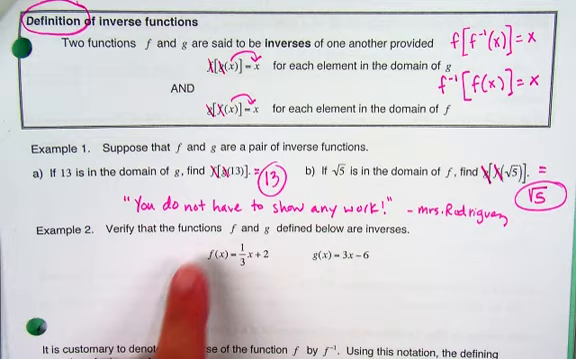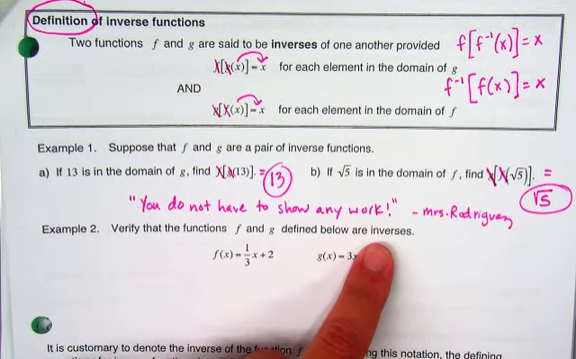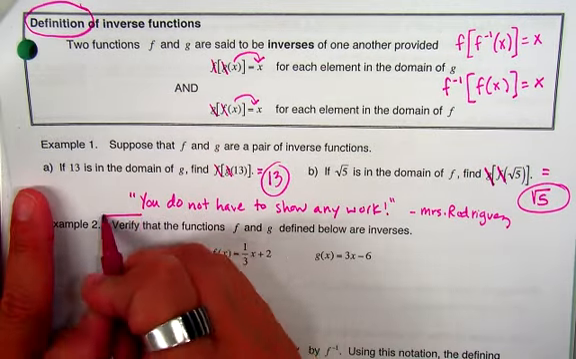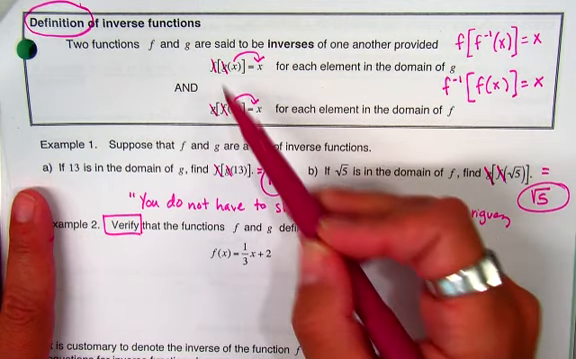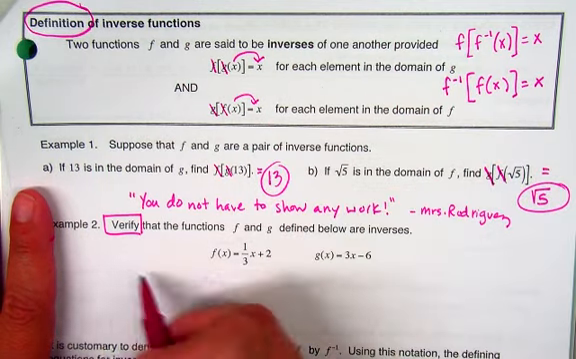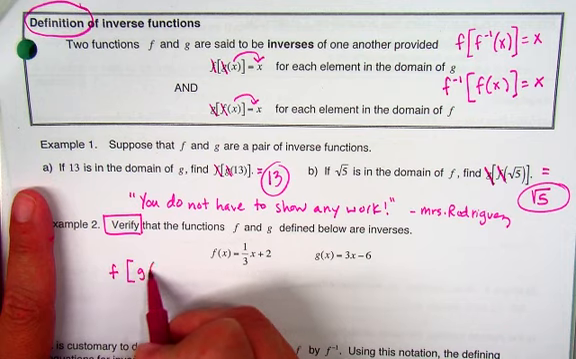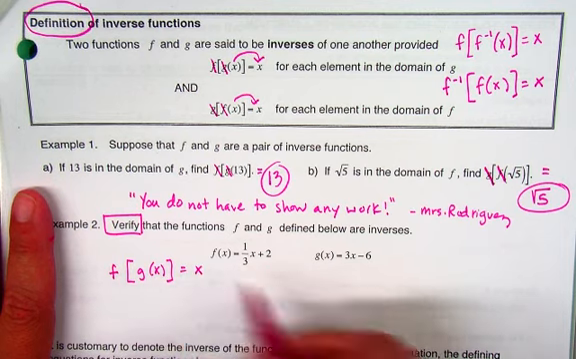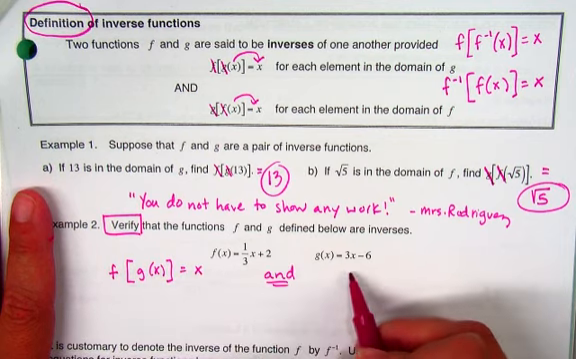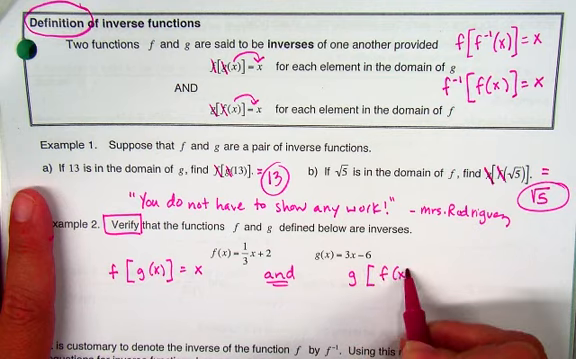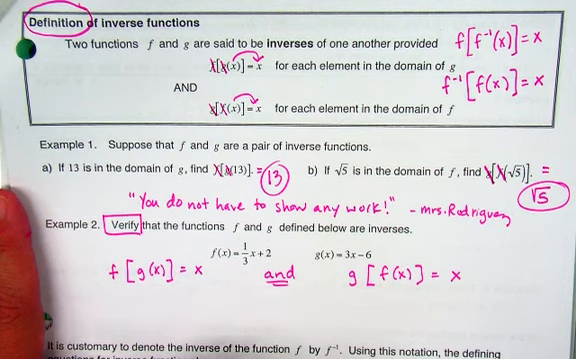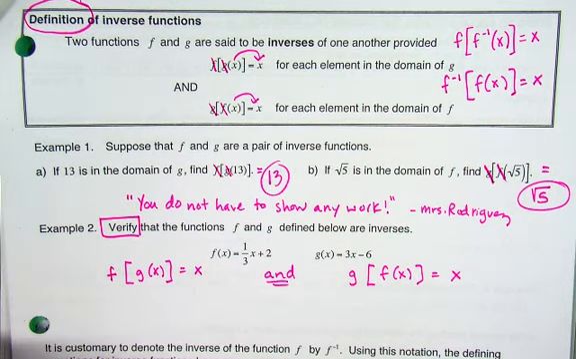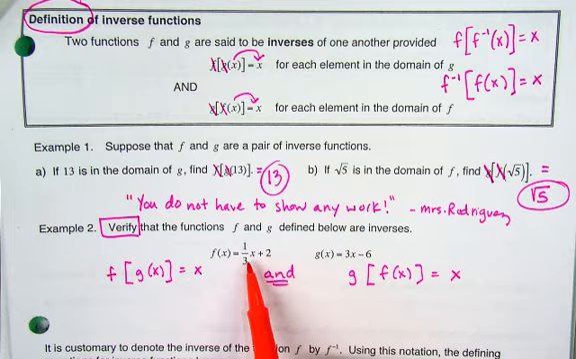All right, it says now verify that they are indeed inverses. So in order to verify that something is an inverse, you have to show both of these are true. So I have to show that f of g of x is going to equal x, and I have to show that g of f of x is also going to equal x. If I can show those two things are true, then I have indeed verified that they are inverses. So this isn't too bad. We just have to plug the one function into the other one. We know how to do this.